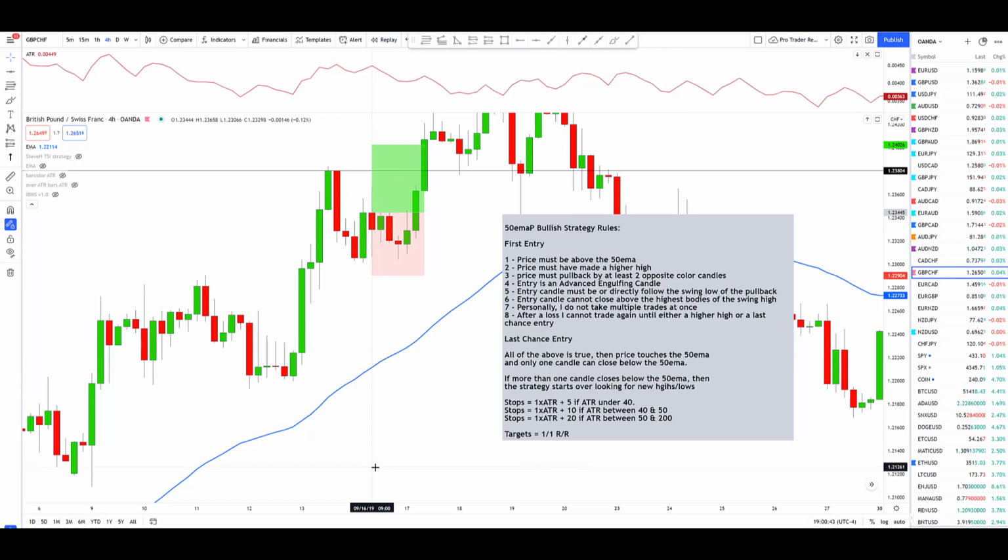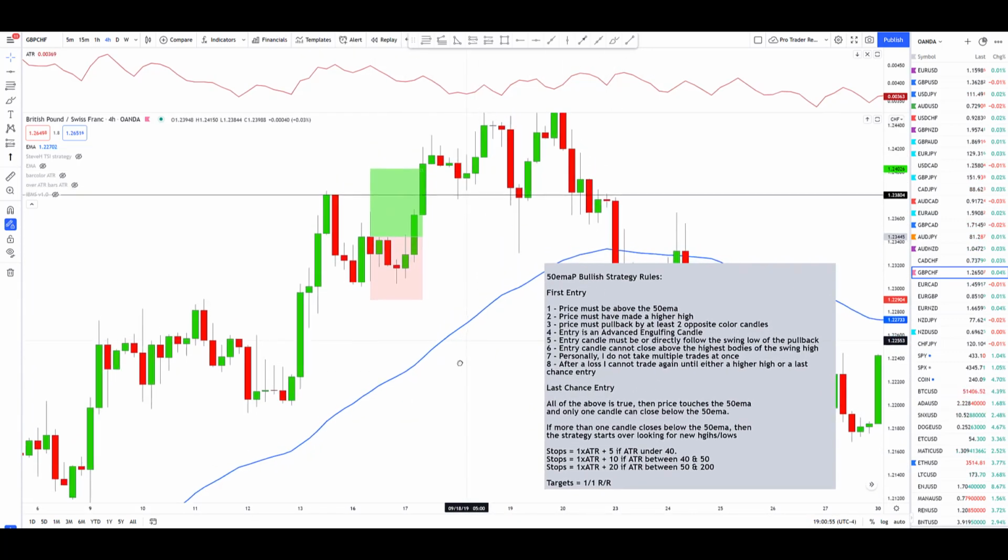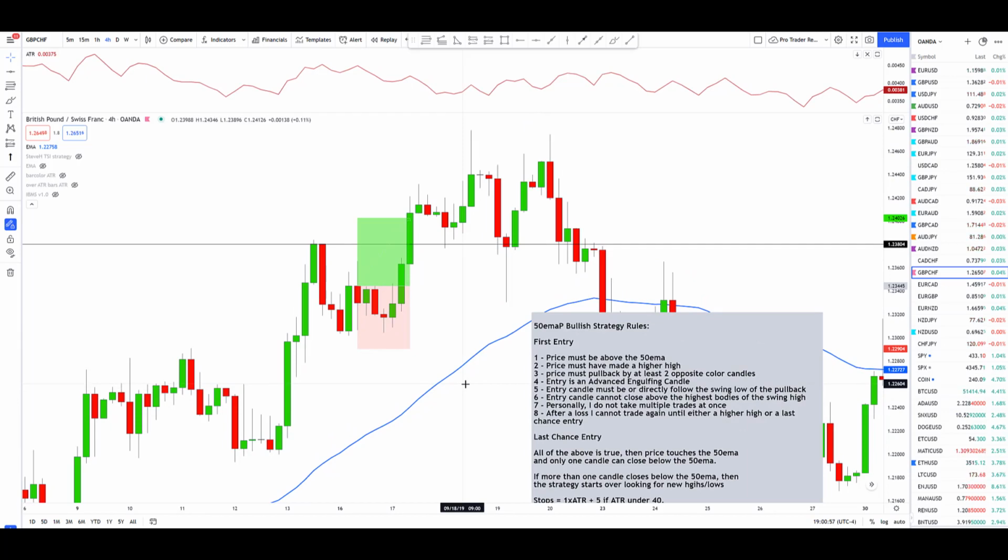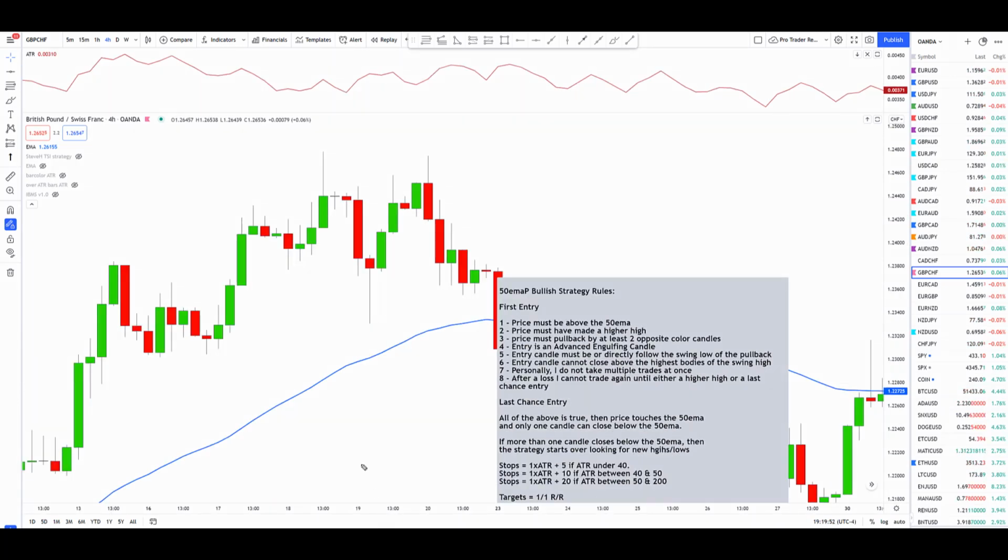Now we'll take a look at another example of a bullish entry just to ensure that you understand all of these rules for the first entry. Then we'll take a look at a bearish example. Then we'll move on to looking at the last chance entry a little later on. So let's take a look at one more example of a bullish entry right now. We did not have to go far to find another bullish first entry. I want you to see if you can actually spot it. Right here is our previous trade that hit targets.